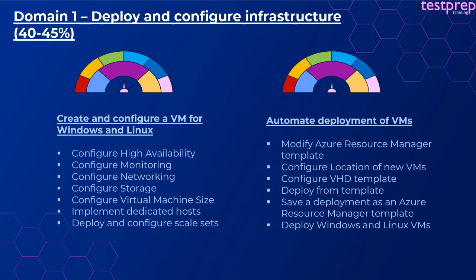4th, automate deployment of VMs. It is divided into 6 parts. 1. Modify Azure Resource Manager template. 2. Configure location of new VMs. 3. Configure VHD template. 4. Deploy from template. 5. Save a deployment as an Azure Resource Manager template. 6. Deploy Windows and Linux VMs.